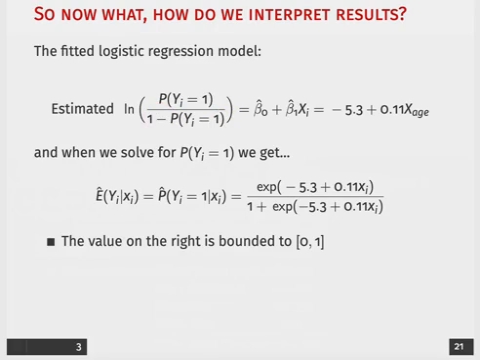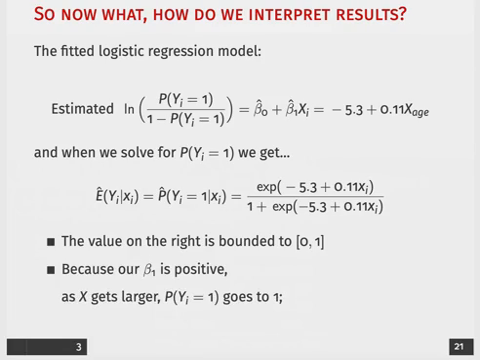The nice thing is that this value on the right is bounded between 0 and 1, because probabilities can only be bounded between 0 and 1. And this is also because our beta 1 is positive. This means that as X gets larger, the probability of having CHD goes to 1, and as X gets smaller, the probability of having CHD goes to 0. This makes sense, right? As you increase in age, your risk of having heart disease goes up.